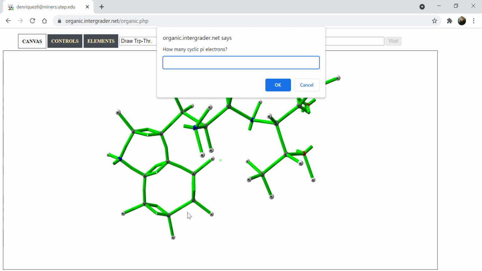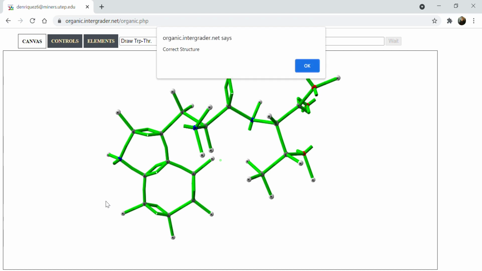And then my cyclic pi electrons, I got 1, 2, 3, 4, 5, 6, 7, 8, 9, 10. Do not forget to count the lone pair on nitrogen.